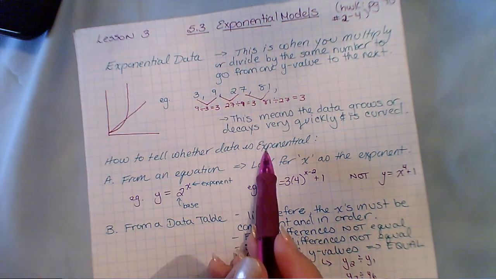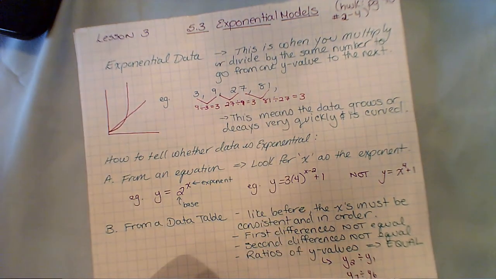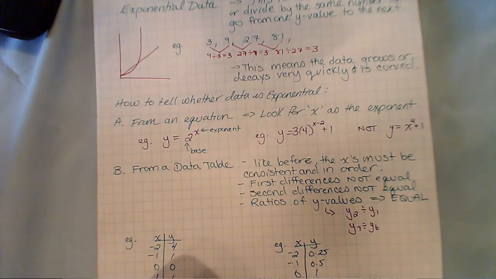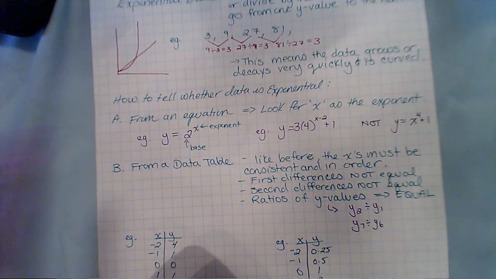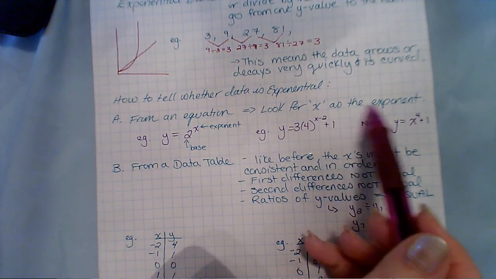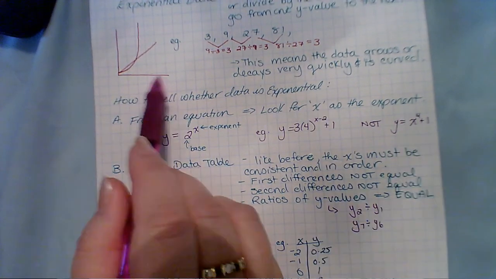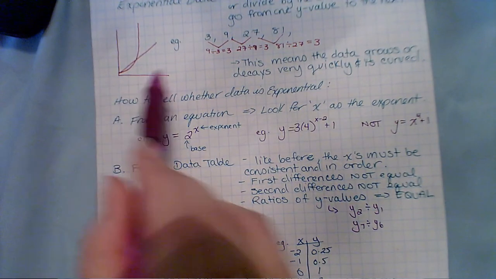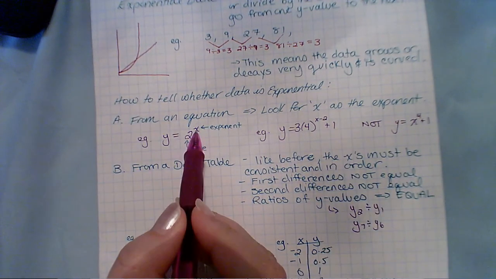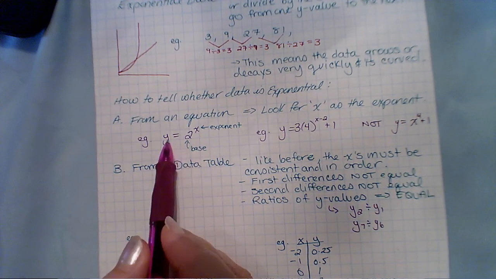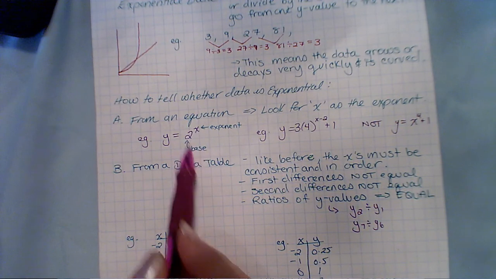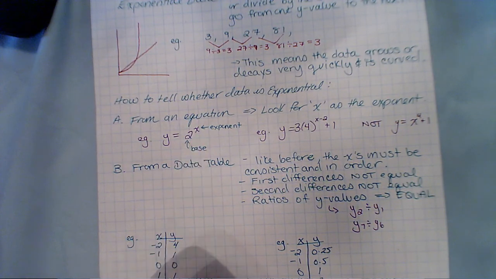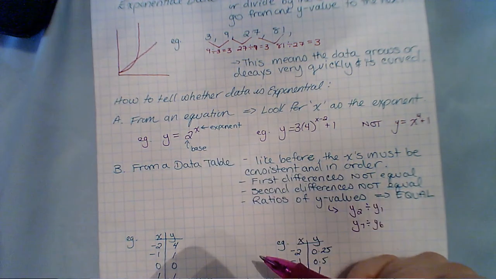So how do you tell whether data is exponential or not? Again, I set it up like I did the other lessons. From an equation, what you're looking for is the letter x as the exponent. The independent variable, in most cases x, is going to be what you see in the exponent section. So here we have y equals 2 to the power of x. The 2 is the base and the x is floating in the air in the exponent location. That would mean that this is exponential.